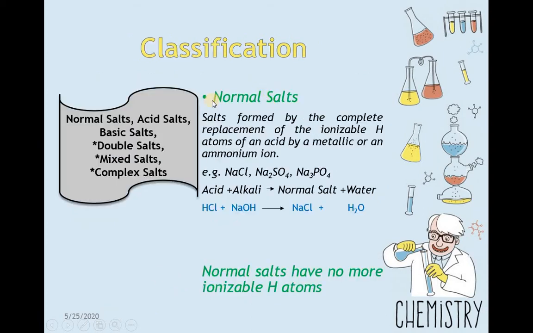Now, classification. In this classification, we will cover only three salts: normal salts, acid salts and basic salts. What are normal salts? Salts formed by the complete replacement of the ionizable hydrogen atoms of an acid by a metallic or an ammonium ion. Examples: sodium phosphate, sodium sulfate, ammonium chloride. Acid and alkali give you normal salt and water. Acid taken as HCl, alkali taken as NaOH, normal salt is sodium chloride and water. Now, this normal salt has no ionizable hydrogen atom.